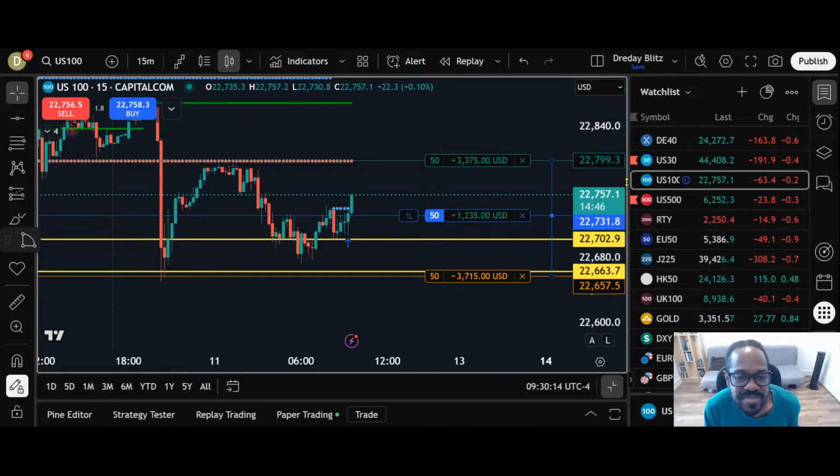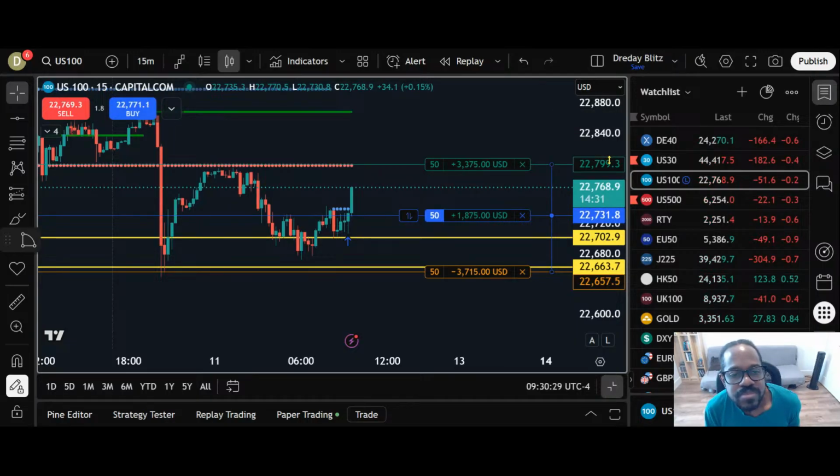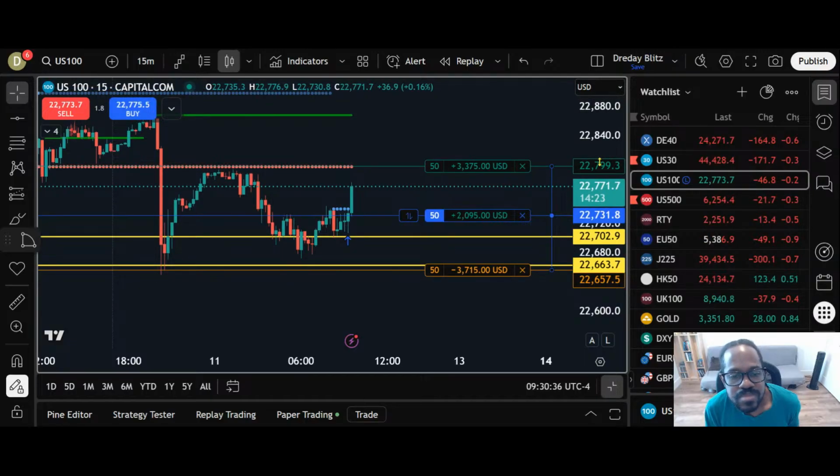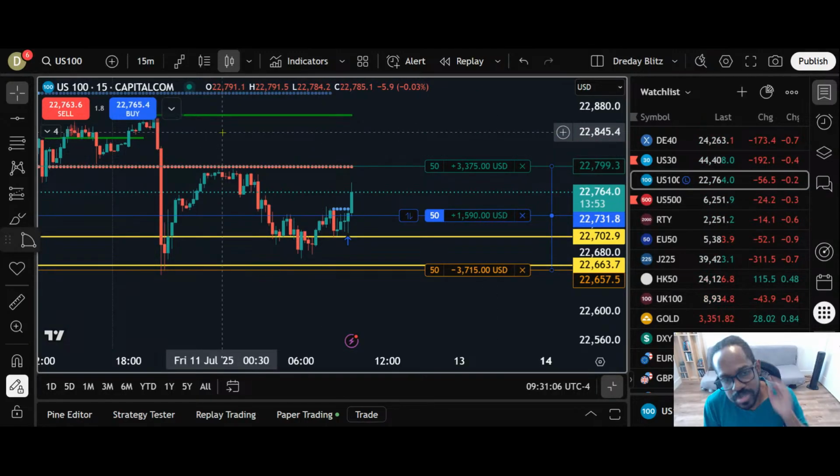So 9:30. Good push here to the upside. Right, so we're pushing upside, no news, so it should be smooth.